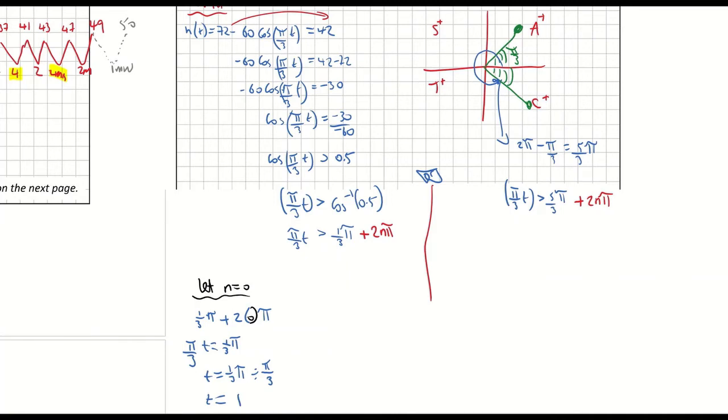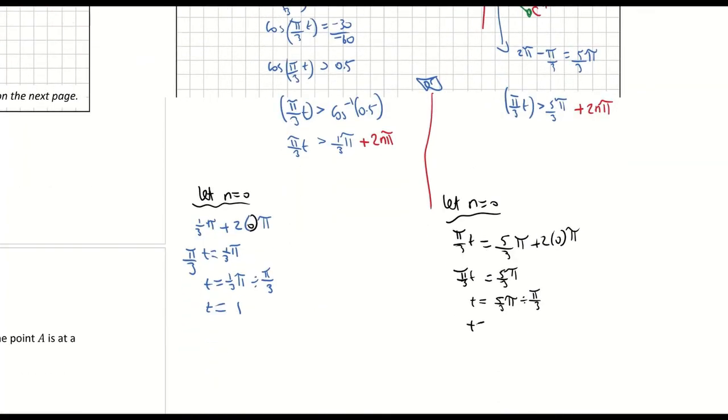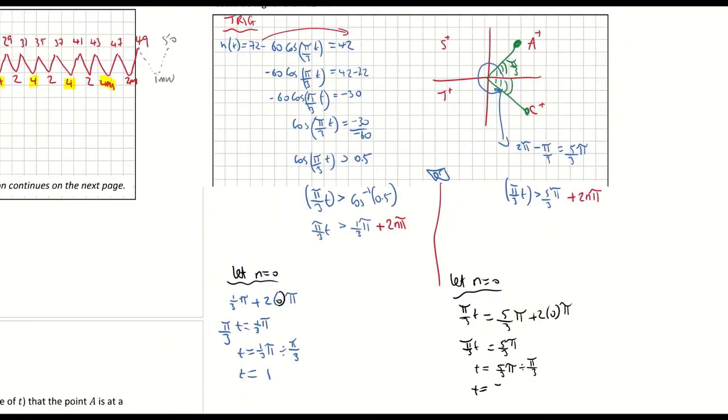And I now come over and I'm going to do the same for my other general solution. So let n is equal to 0 here, and pi over 3t is equal to 5 over 3 pi plus 2 times 0 times pi. So that's going to give me pi over 3t is equal to 5 over 3 pi. And to get t on its own, divide across by pi over 3. So 5 over 3 pi divided by pi over 3 is giving me a value of t of 5.